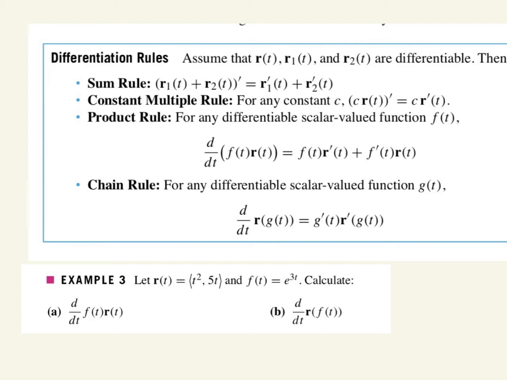So if it's a sum, derive each term. If it's a coefficient, pull it out. If it's a product, f r prime, f prime r. And if it's a chain, outer prime, this one's written backwards for the way I always document it. There's my inner prime, outer prime of original.